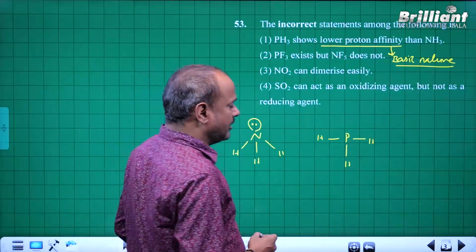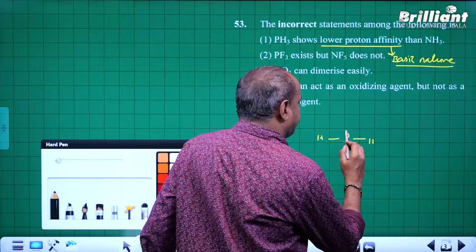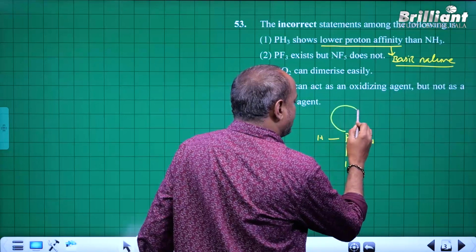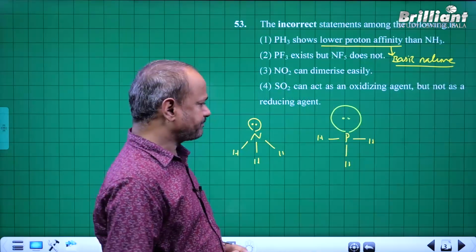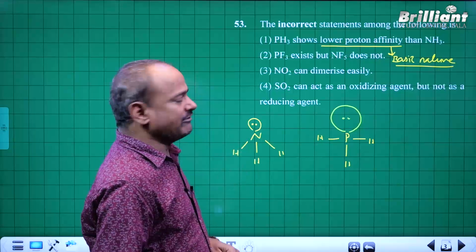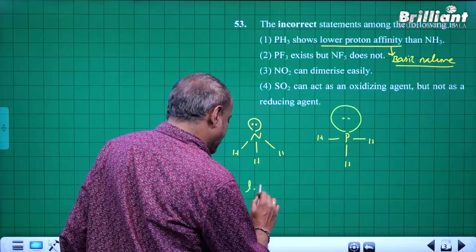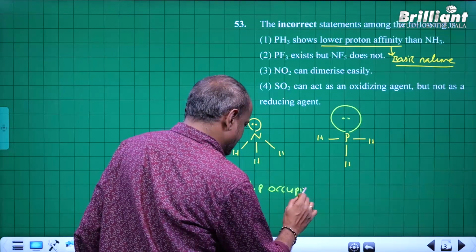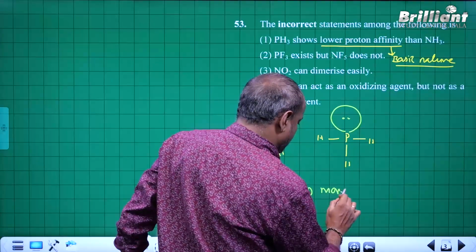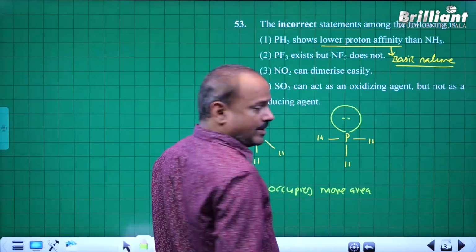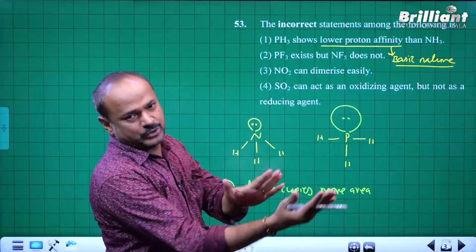According to Bent's rule or Drago's rule, the lone pair is the same, but this lone pair is dispersed and spread over a larger area. So there are two reasons given here. One reason, for PH3, the lone pair occupies more area, making it unavailable for donation, because donation means the lone pair is given to other molecules.